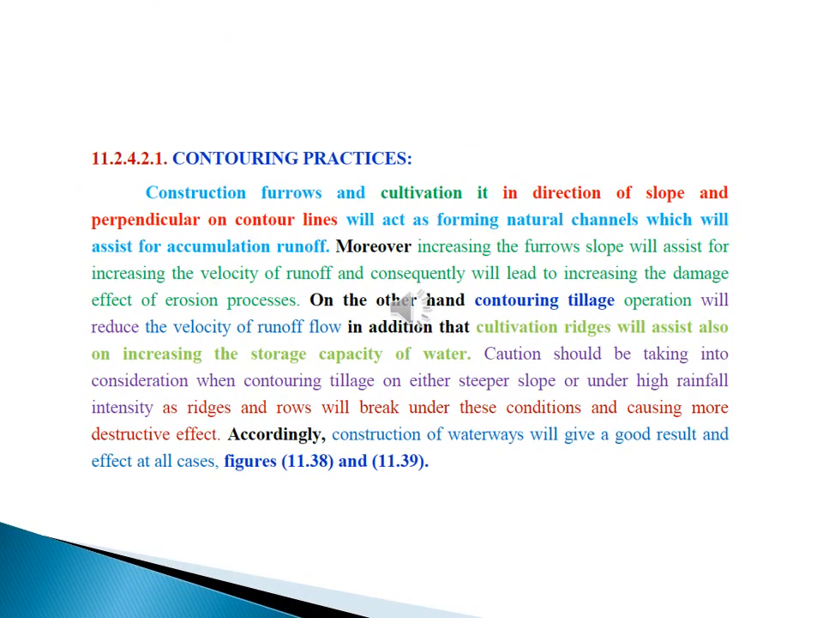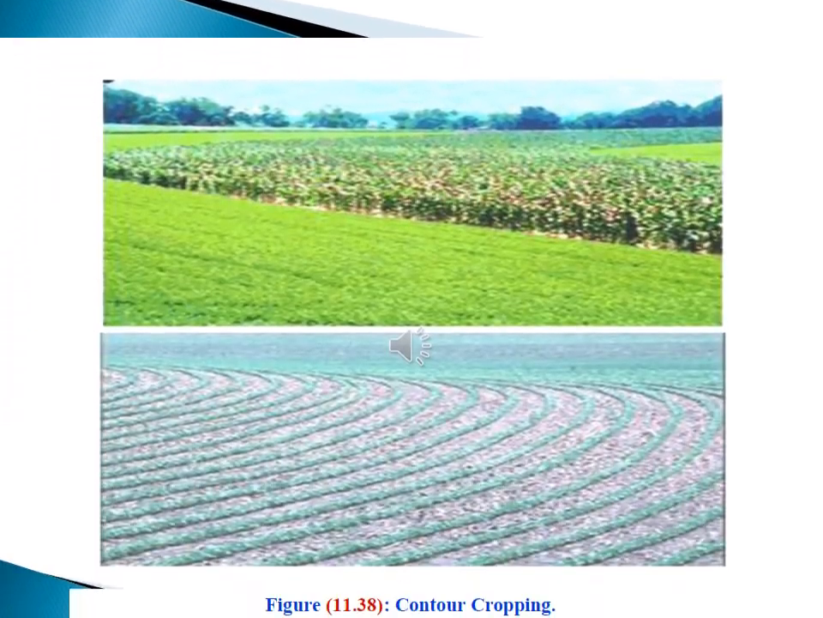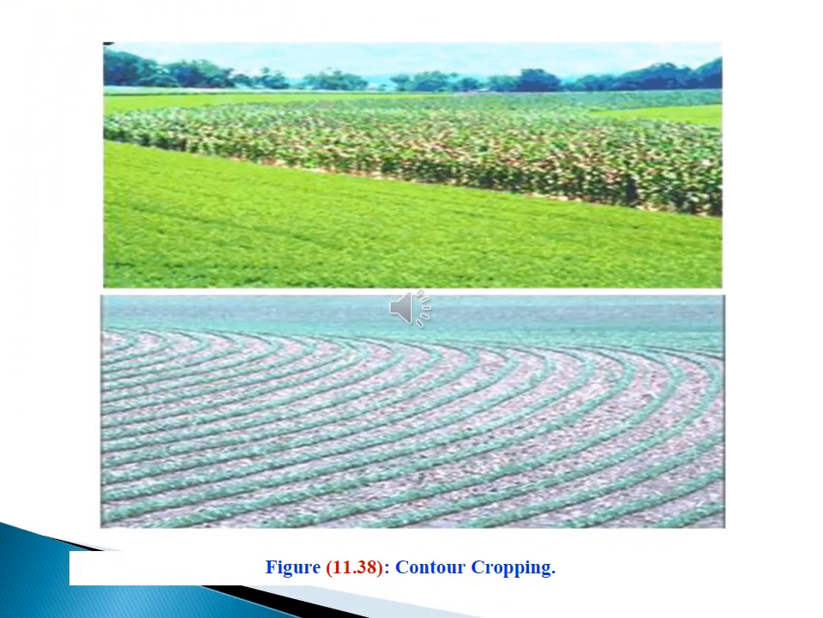Contouring practice. Really, construction and cultivation in the direction of slope and perpendicular to contour lines will act as forming natural channels which will assist accumulation of runoff. Take into consideration that increasing the furrow slope will increase the velocity of runoff and consequently will lead to increasing the damaging effect of the erosion process, as shown in the enclosed figure. Look, my dear, figure showing contour cropping. It is more fantastic.